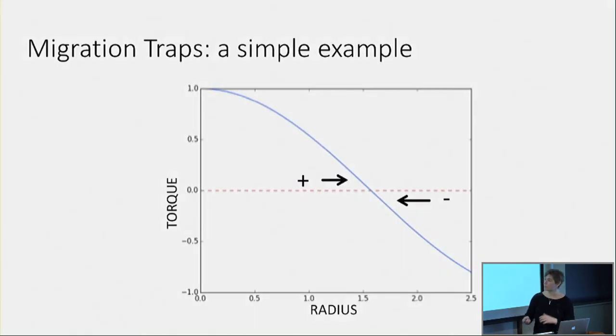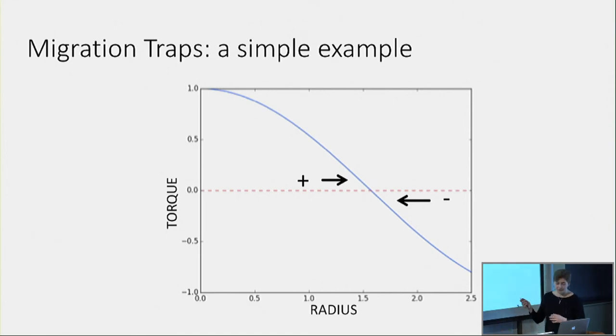So a quick little primer, this is fake, but a quick primer, if you have a graph of torque versus radius, what you're looking for in a migration trap is if the torque crosses the zero line in a downward direction. So that's when you have positive torque pushing out, negative torque pushing in. This is what we're looking for if we're trying to look for a migration trap.